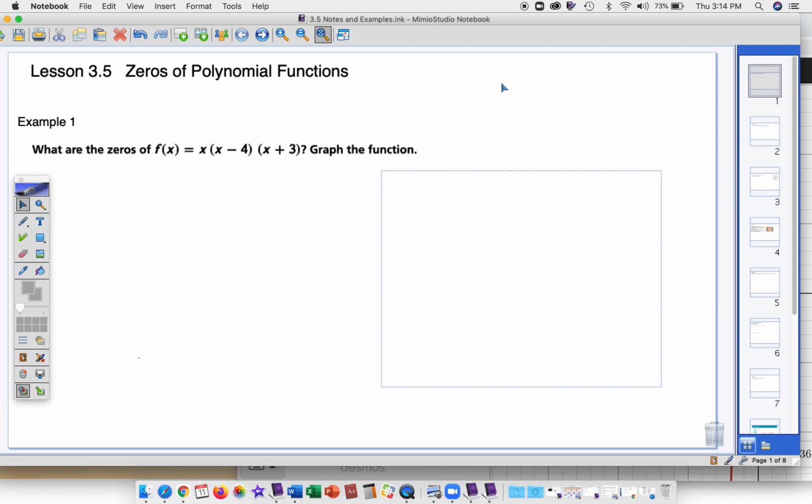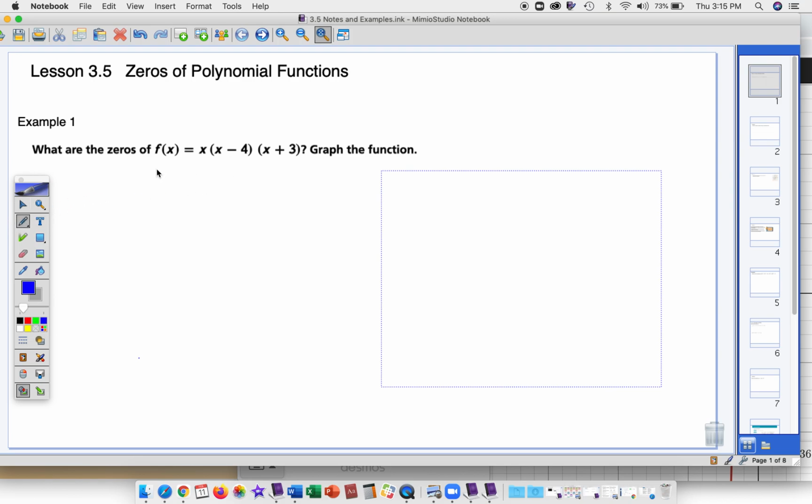So in this first example, this should sound familiar. What are the zeros of f of x? And you're given f of x in a factored form. So hopefully you remember how to find those zeros. So pause the video. I want you to answer this one on your own first. And then when you're done, come back, hit play, and we'll compare solutions.